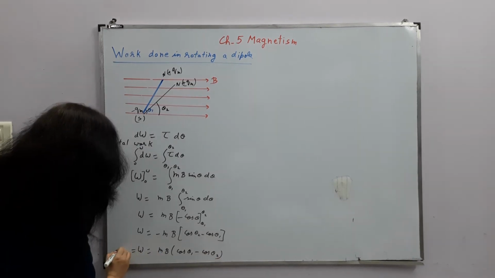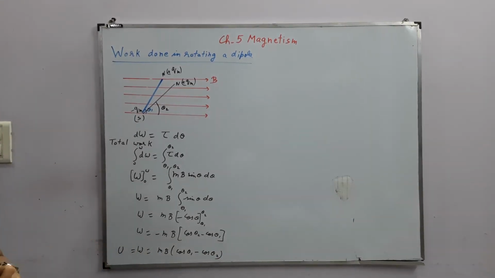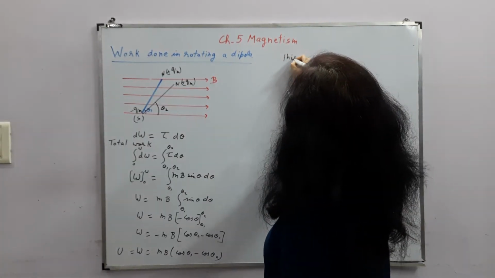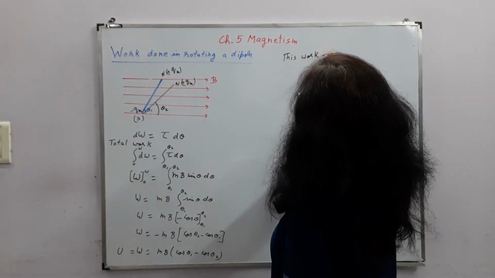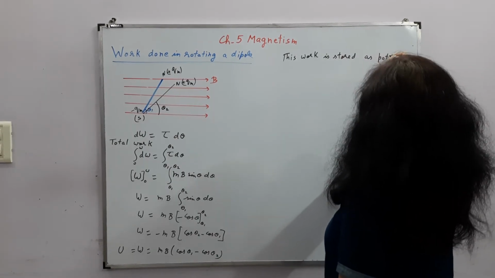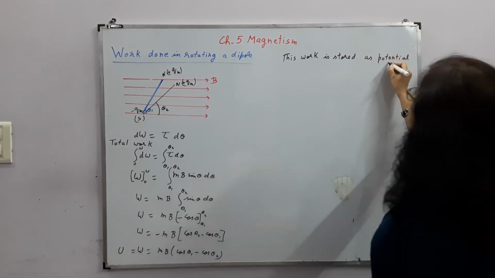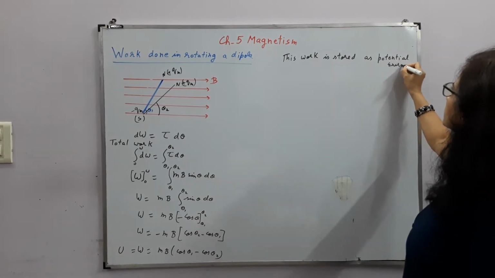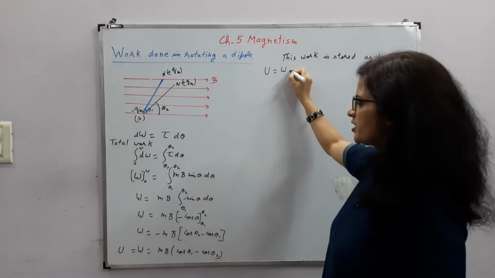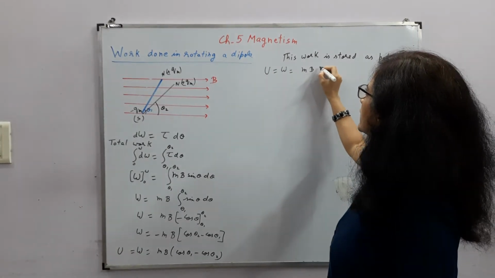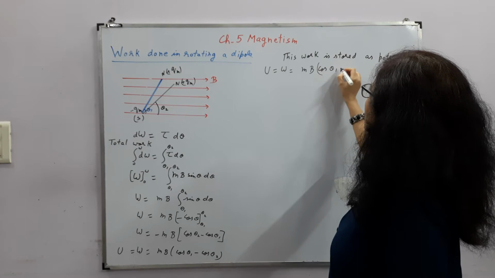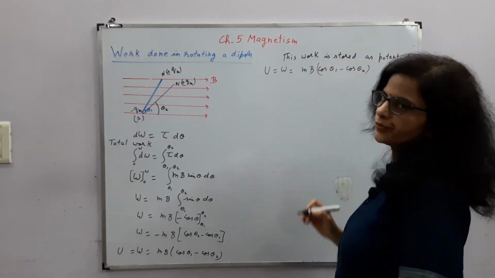So this work is stored as potential energy. Since this work is stored as potential energy, therefore this work is equal to potential energy, which is equal to mB (cos theta 1 minus cos theta 2), right?